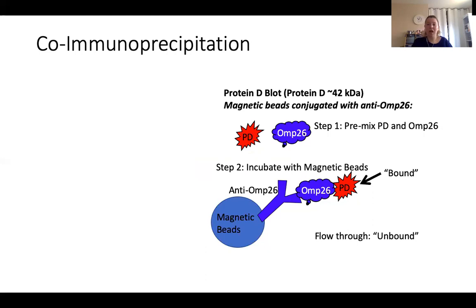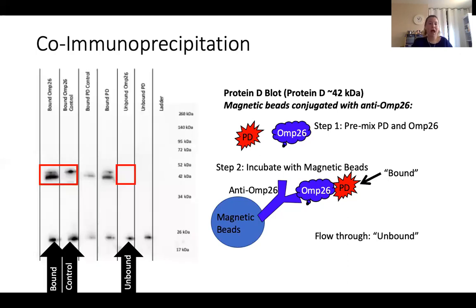For this one, we conjugated the magnetic beads with anti-OMP26. So there, we've seen that OMP26 is bound to the anti-OMP26. So now we're detecting the blot with protein D. So theoretically, if OMP26 was bound to the beads, protein D should also be bound to the beads. And we can see that very clearly here.